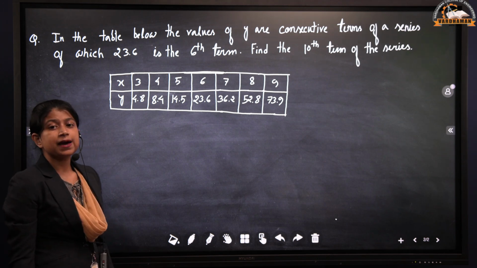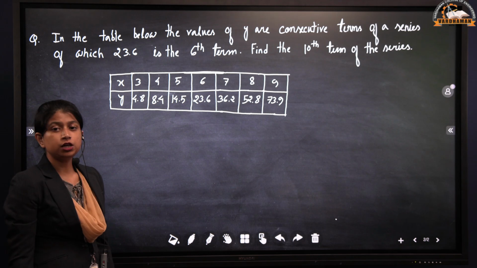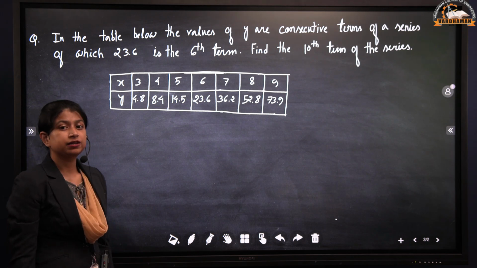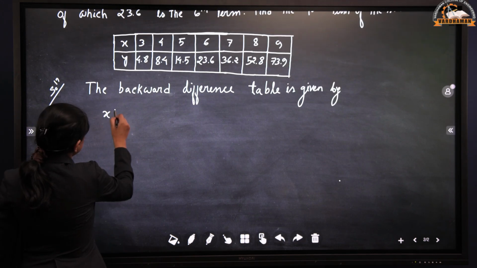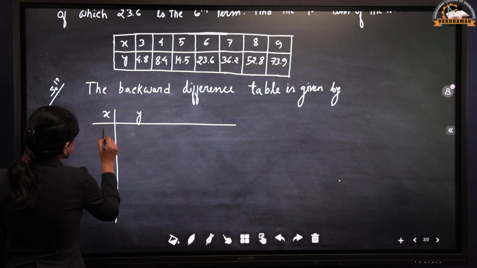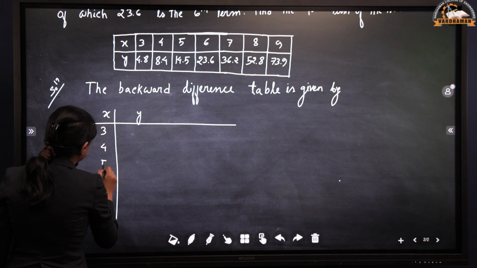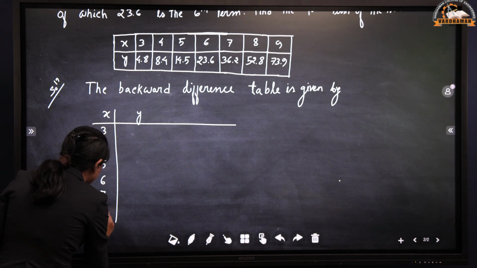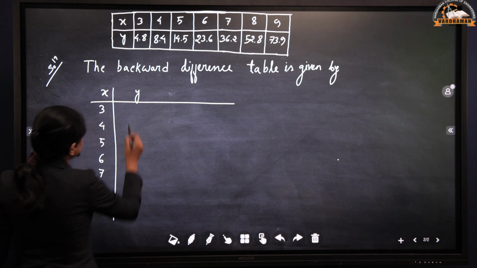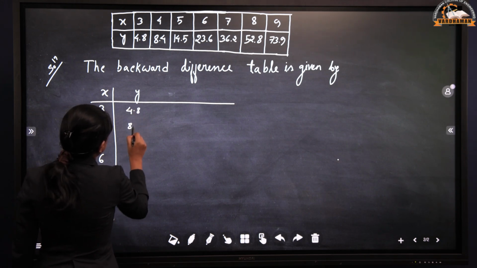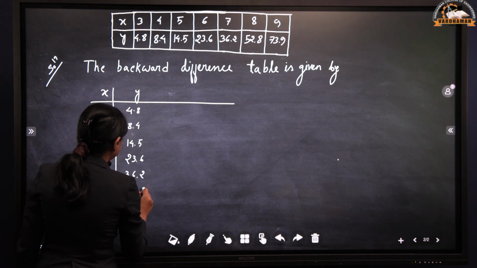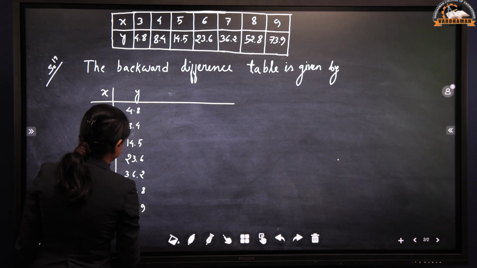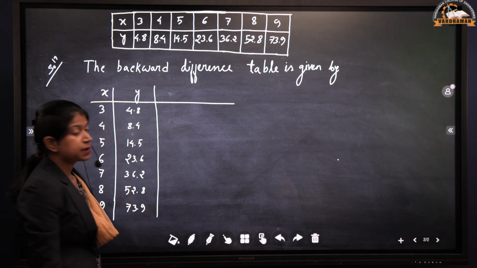To use Newton's backward interpolation formula, first of all, we need to form the backward difference table. The backward difference table is given by, these are x values, these are y values. The x values are given as 3, 4, 5, 6, 7, 8, 9. And the y values are 4.8, 8.4, 14.5, 23.6, 36.2, 52.8, 73.9.